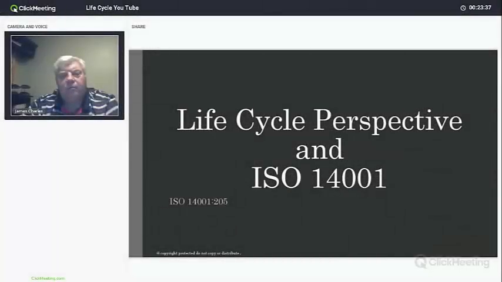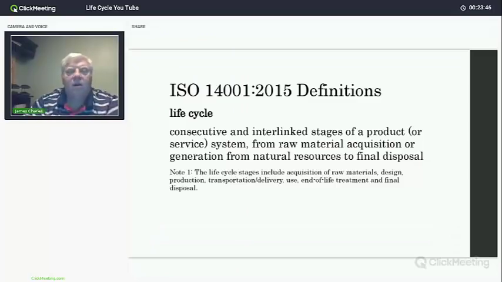This is a brief overview of the life cycle perspective as it applies to the ISO 14001 standard. And again, we are working with a lot of companies in the last couple of years to help them upgrade their programs to the 2015 standard, trying to show them how to implement a life cycle perspective in their environmental programs and just what that means for their organization.